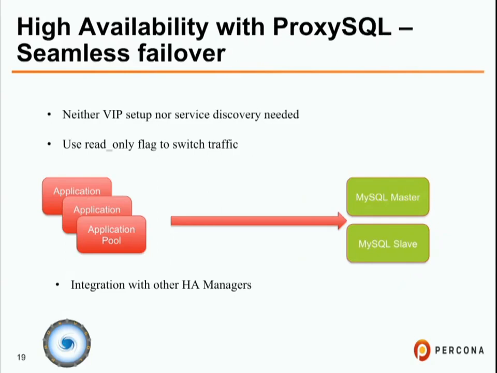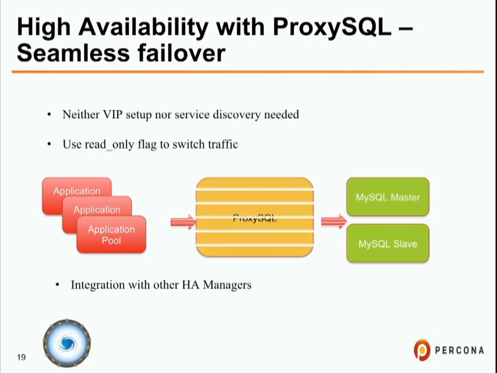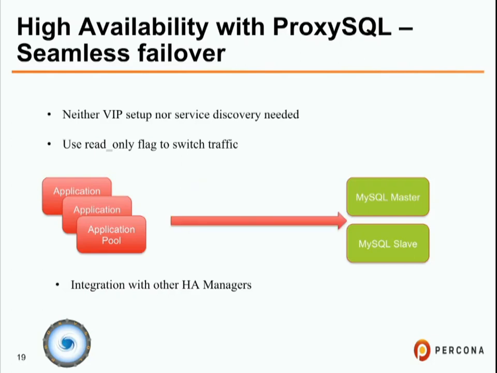Okay. Now failover. This is another important feature. Assume you have your application, every application with its own pool of connections. They are connecting to the master, or they might also be connecting to the slaves if you already have read-write split. What happens if the master dies?